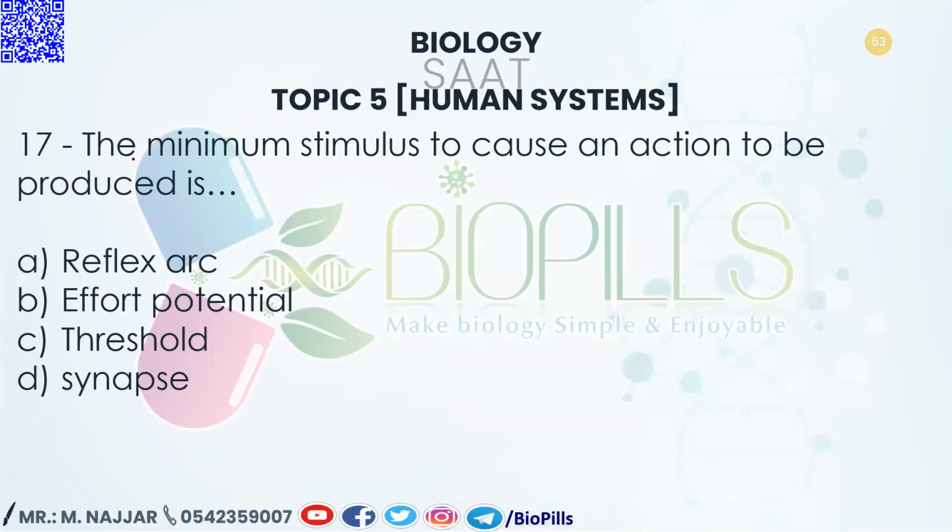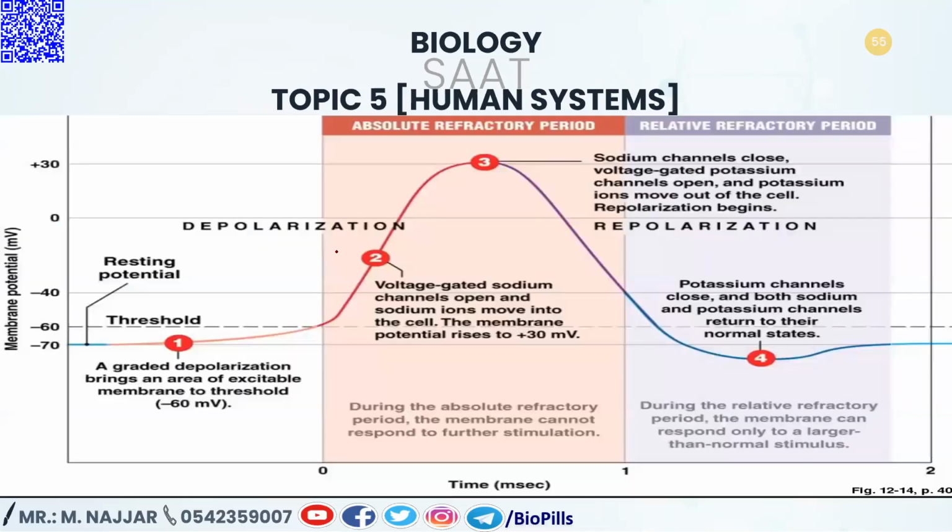Question number 17. The minimum stimulus to cause an action to be produced is: A, reflex arc, B, action potential, C, threshold, D, the synapse. This is actually the exact definition of the threshold. The extension of the explanation here is not in your curriculum, not from the SAAT, but just to let you know, not in detail as requested.